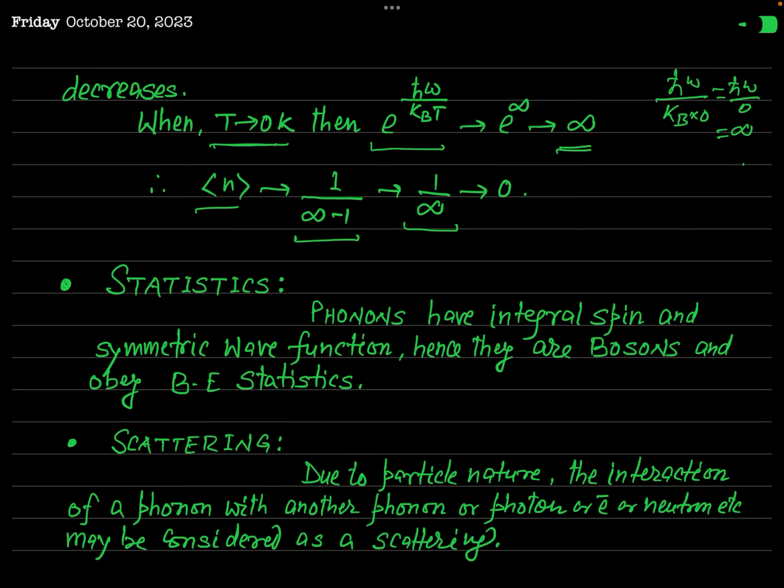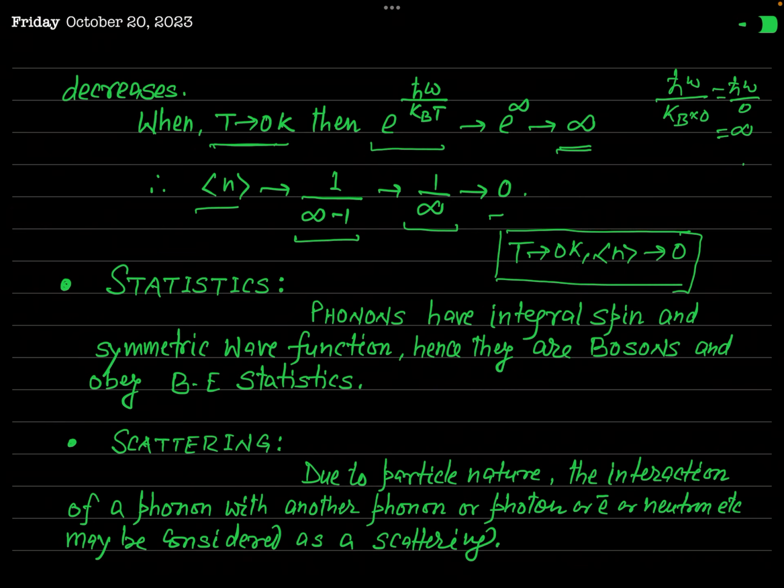And you know 1 over infinity is 0, because whenever you divide a finite number by infinity, the result is 0. So what you are seeing here, you can now say that when T tends to 0 Kelvin, then this average number of phonons taking part in a particular mode of vibration also tends to 0. And it means when temperature tends to 0, then the number of phonons in a particular mode of vibration will also be 0. And that's why, according to classical theory, at absolute 0 temperature, the energy of vibration becomes 0. Okay? So this is the effect of temperature on the number of phonons in a particular mode of vibration.